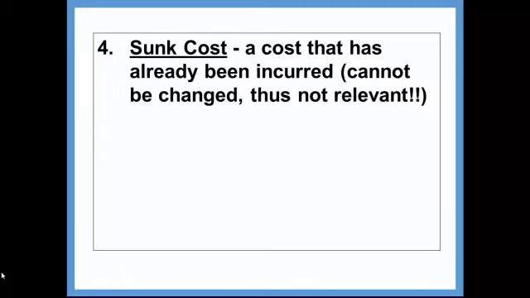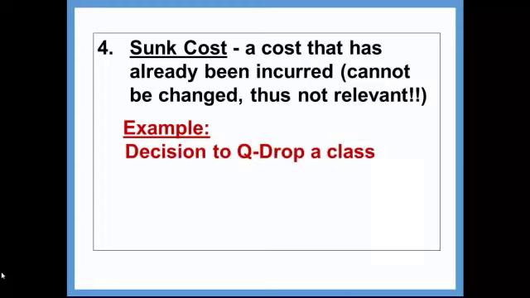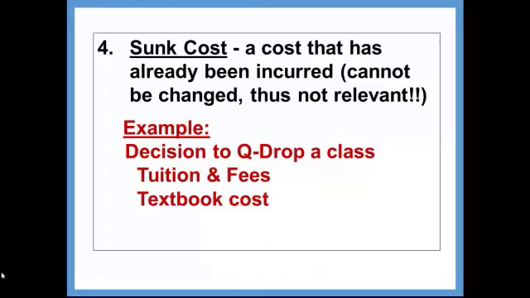Sunk cost. Now this is a cost that has already been incurred. It can't be changed, therefore not relevant. So let's continue our attending college example and look at the decision to Q-drop a class. I often have students that come in and they're trying to decide if they should drop my class or some other class. And if we decide, well, maybe it is best to go ahead and drop the class, the student will begin to say, well, I've paid tuition and fees on that class, or my parents have. I've bought the textbook, and I've spent a lot of time.